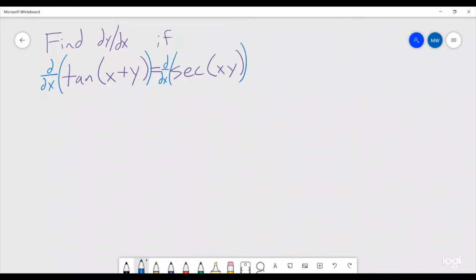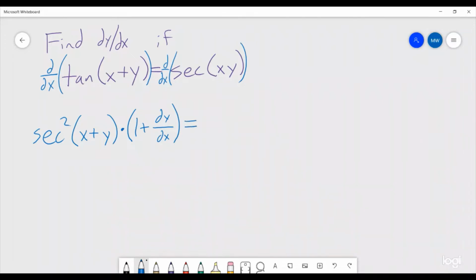So to start off, what's the derivative of tangent? Well, that's going to be secant squared, so it'll be secant squared of the inside stuff, x plus y, multiplied by the derivative of the inside. This is the chain rule in action. So the derivative of x with respect to x, well, that's just a 1. But then the derivative of y with respect to x, that's dy dx. Or y prime, if that's the way that you prefer to see it. But that is the derivative of the left-hand side.